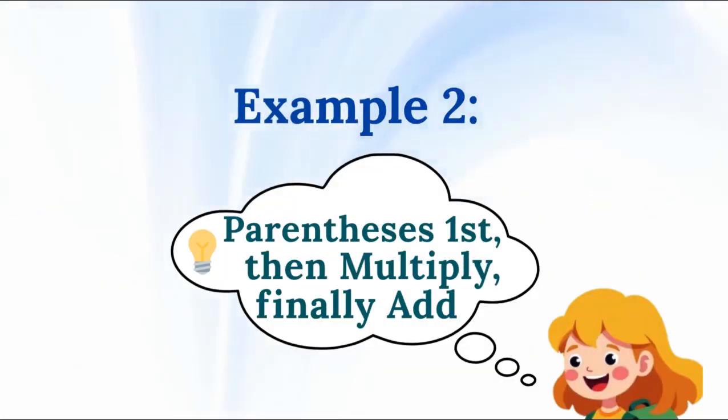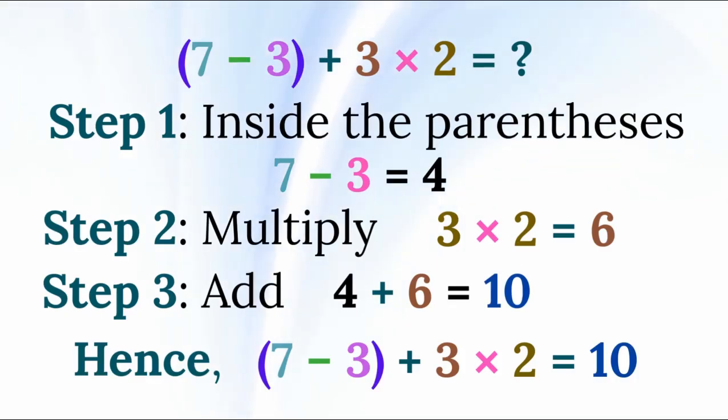Example 2. Inside the parentheses, 7 minus 3 plus 3 times 2 equals what? Step 1. Inside the parentheses, 7 minus 3 equals 4. Step 2. Multiply. 3 times 2 equals 6. Step 3. Add. 4 plus 6 equals 10. Hence, inside the parentheses, 7 minus 3 plus 3 times 2 equals 10.